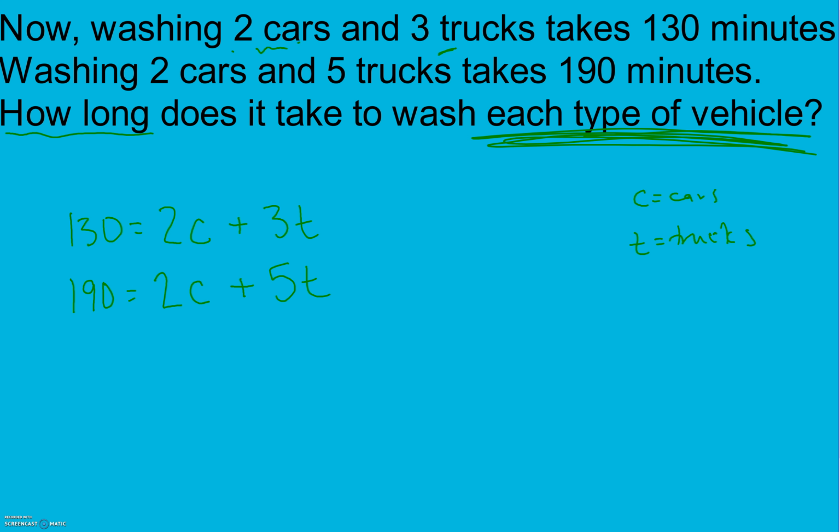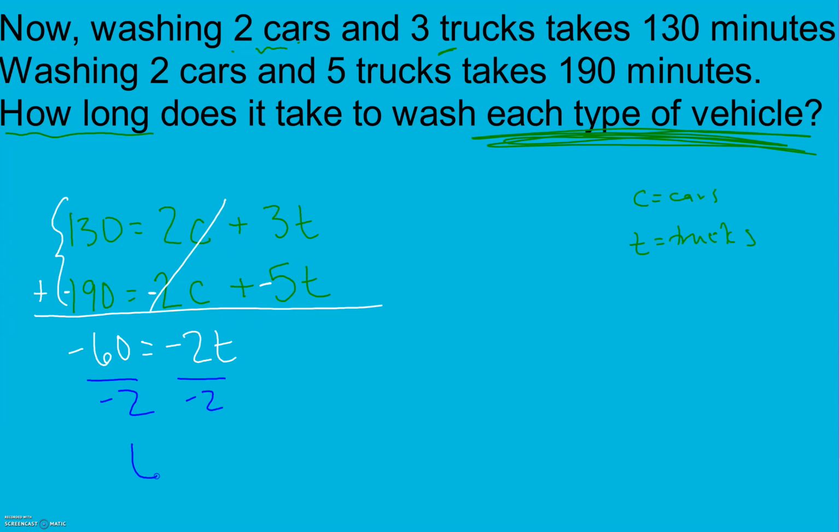Once again here with our system, we don't have opposites, but I can get some. I can multiply one of my equations, does not matter, by -1 and change all of my signs so that they are opposites. Now I can go ahead and add, because 2C plus -2C gives me 0. -60 equals -2T. I can get T by itself by dividing. And trucks is going to be 30. How long? We're talking minutes.